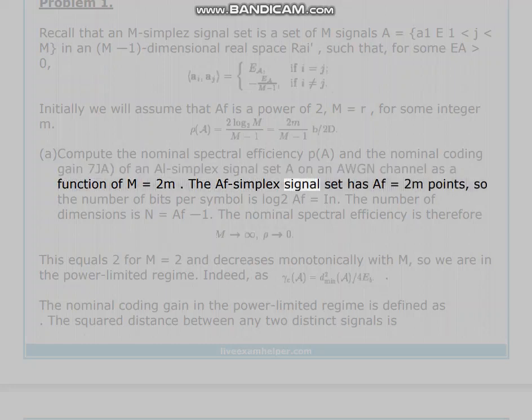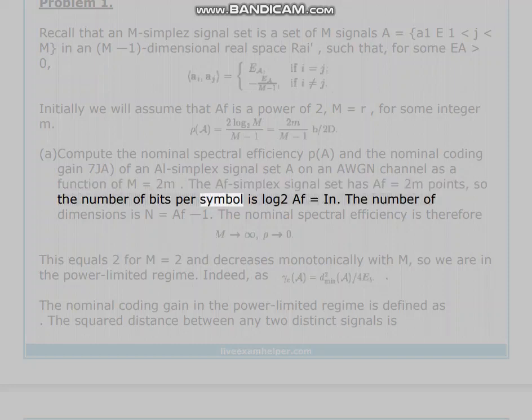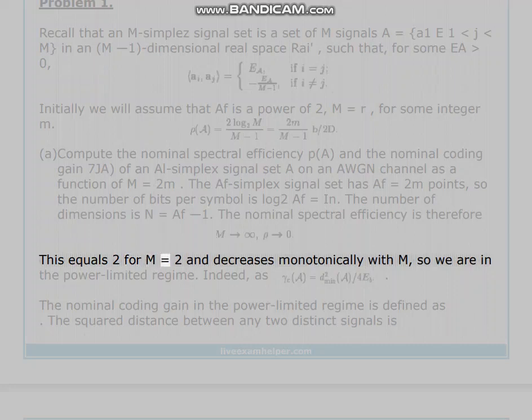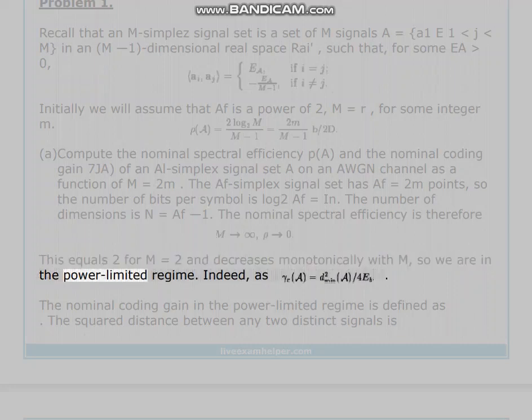The M-simplex signal set has M = 2^m points, so the number of bits per symbol is log2 M = m. The number of dimensions is N = M - 1. The nominal spectral efficiency is therefore ρ = 2m/(2^m - 1), which equals 2 for m = 2 and decreases monotonically with m, so we are in the power-limited regime.